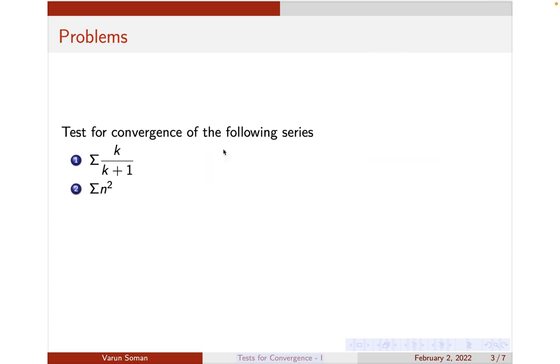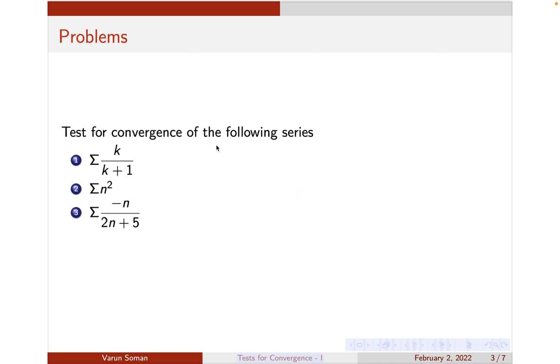Okay, let us look at one more example. Sigma n square or simply sigma k square. Since we are using the index k, I am using the symbol k square. Here also you can see that the kth term goes to infinity as k becomes bigger, therefore this series is also divergent.